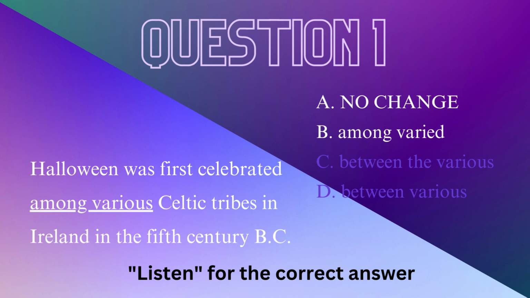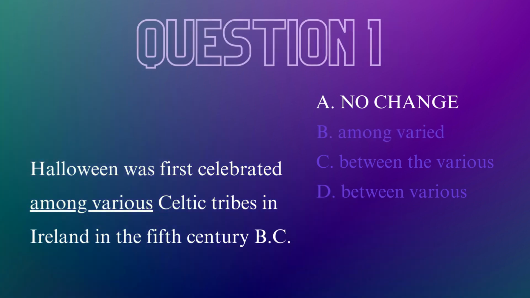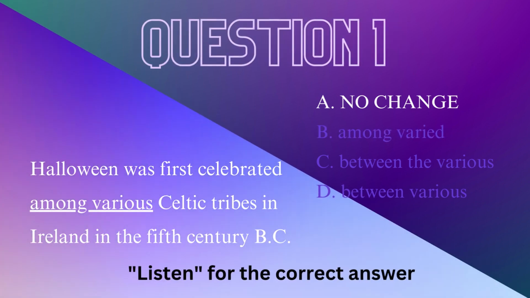So which one is best to say? Halloween was first celebrated among various Celtic tribes, or Halloween was first celebrated among varied Celtic tribes? Okay, so what word is different? Various versus varied. So which one of those would be correct to say? You said A, no change, you would be correct. It's correctly written as is.